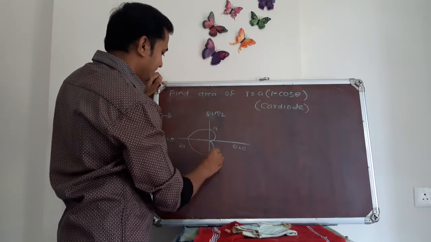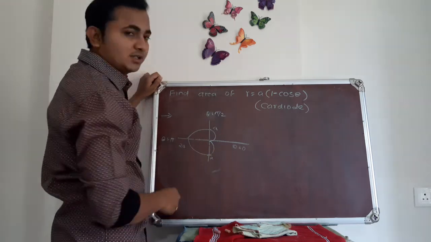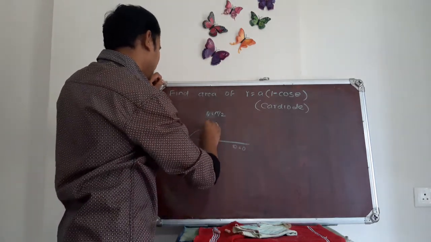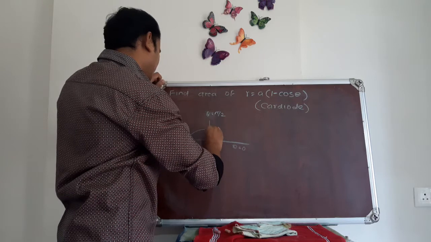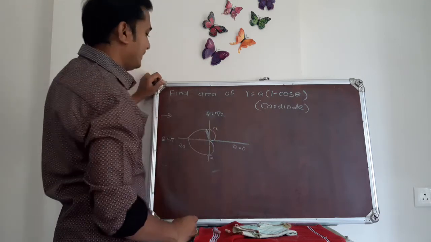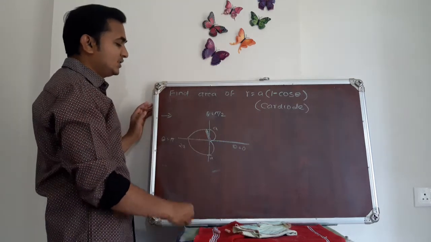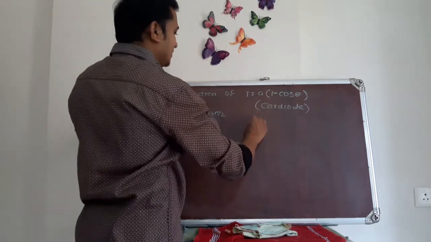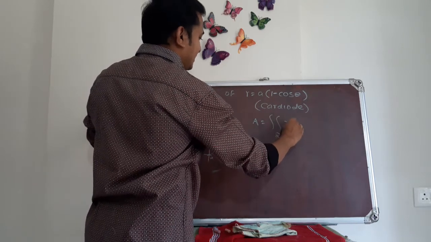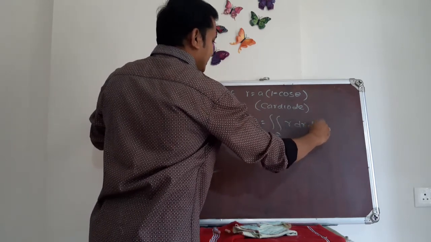in the third and fourth quadrant. Okay. So this is how you consider a strip. So in the case of polar, A is equal to the double integral over R of r dr d theta.